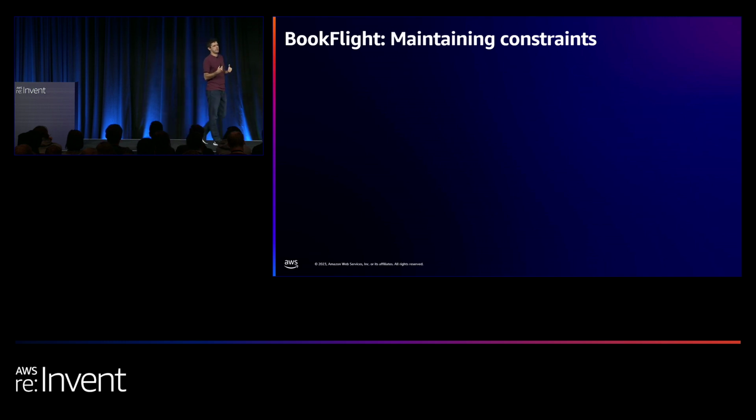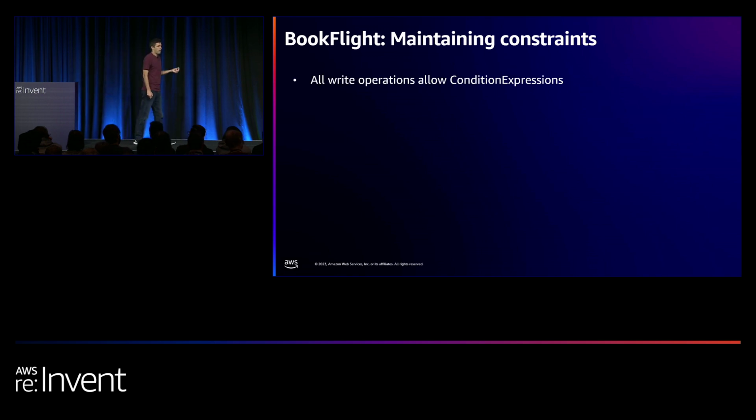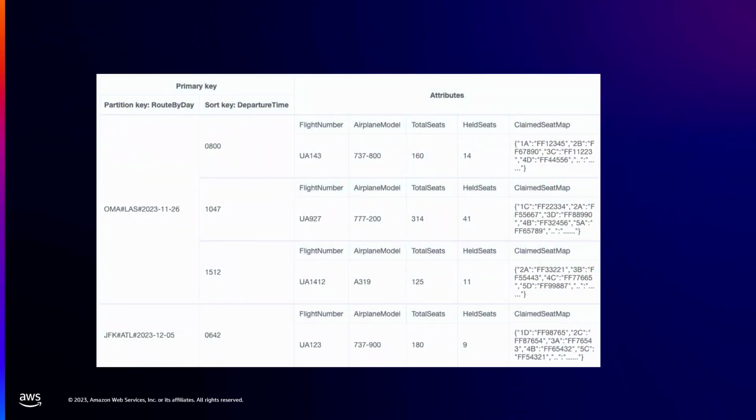When I talk about maintaining constraints, I say you have certain limits in your application that you want to make sure are maintained before accepting new writes, like making sure that seat is available before you book it. To do that, all write operations allow what's called a condition expression. When you're sending a write to DynamoDB, you can include a condition expression that describes the current state of the item or holds some conditions, right? If that condition expression evaluates to false, that write is going to be rejected and sent back to you.